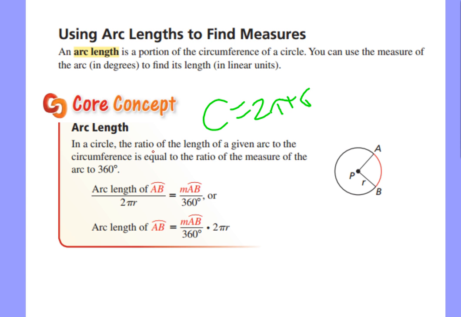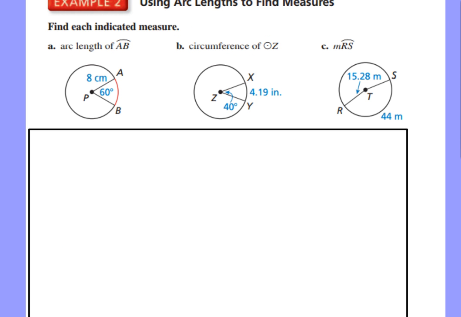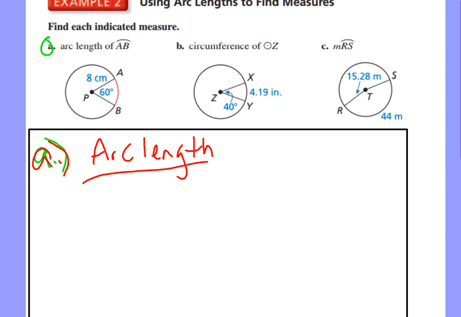So let's take a look at a couple examples of a couple different scenarios. In our first one, we want to find out what the length of the arc actually is. I want to know what the length is. And so we're going to go ahead, and let me change color just to make it a little bit more clear. So for part A, remember, arc length over circumference, which is 2 pi r, equals the measure of the arc over 360 degrees.